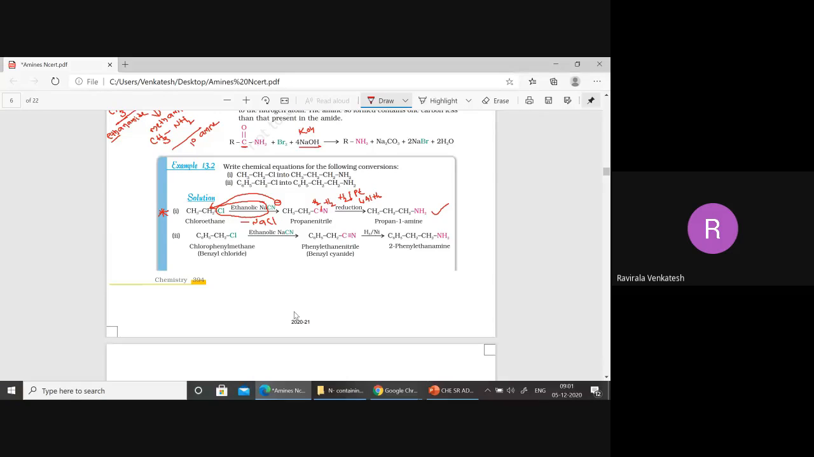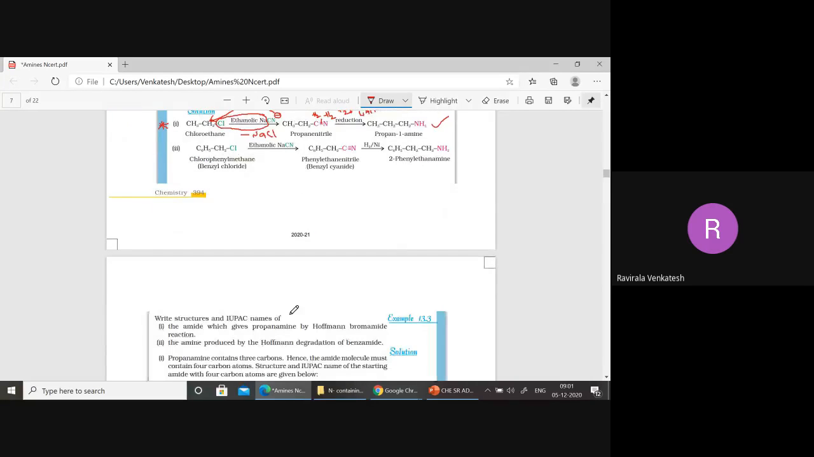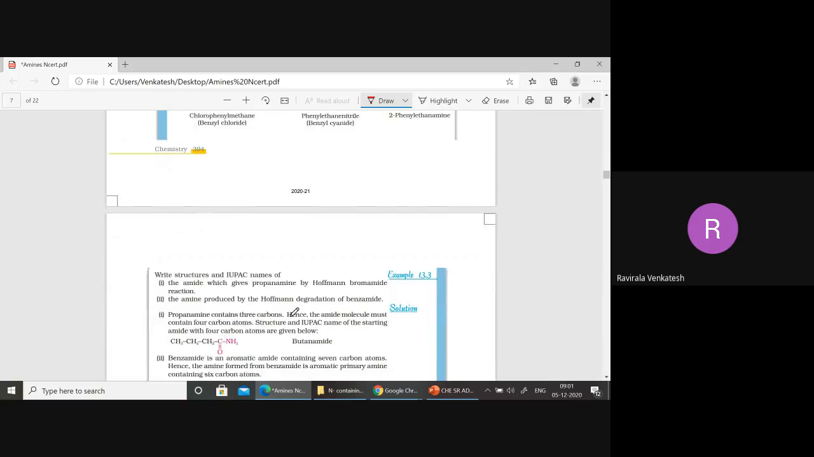Okay, same thing here also. Same reaction. Both are same methods only. So you can do this one as a conversion. You can practice this one as a conversion here. Understood here? Conversions. Any doubts you're having?